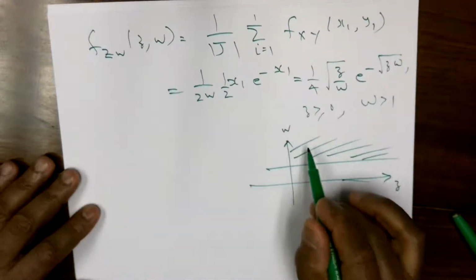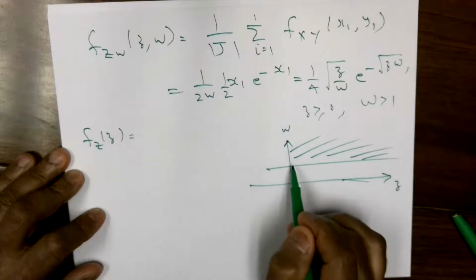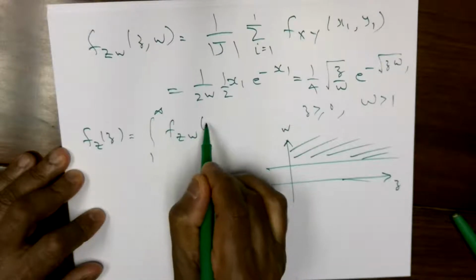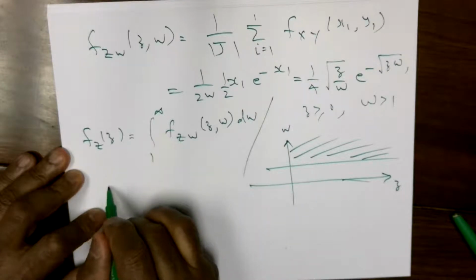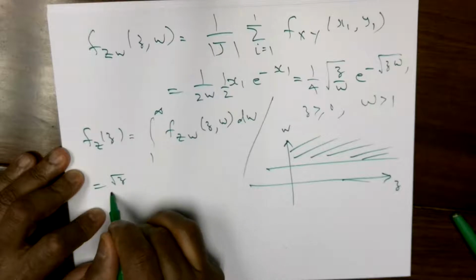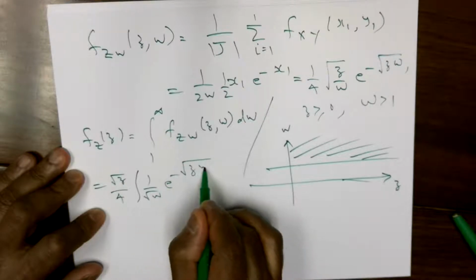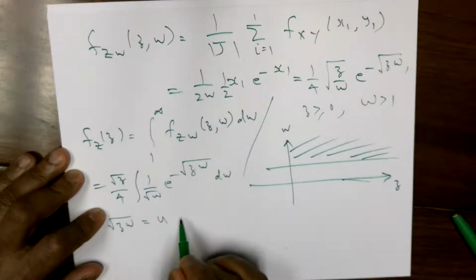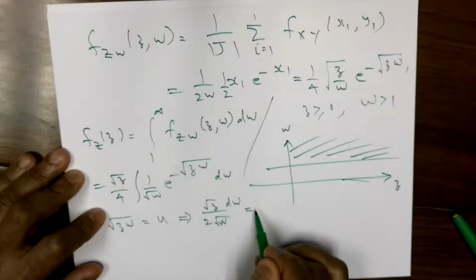So it's this region. Notice that it is a rectangular open infinite region, that being the case, let's find out f_Z(z). So w is greater than 1, so w needs to be integrated out: the integral of f_ZW(z, w) dw. This is going to be a function of z. So square root of z over 4 times the integral of 1 over square root of w, e raised to minus square root of zw, dw. So I'm going to substitute the obvious one, square root of zw to be u. This gives us square root of z over 2w dw to be du.